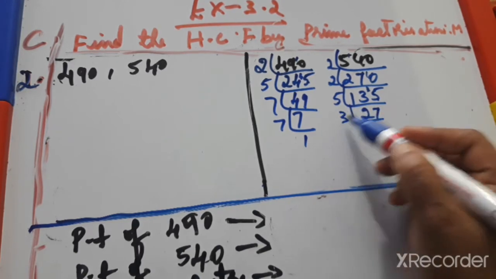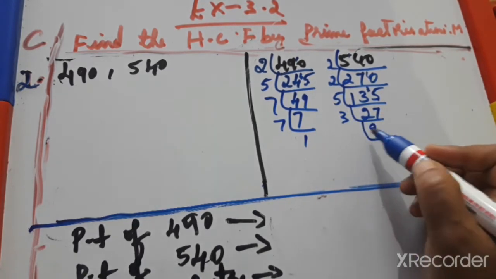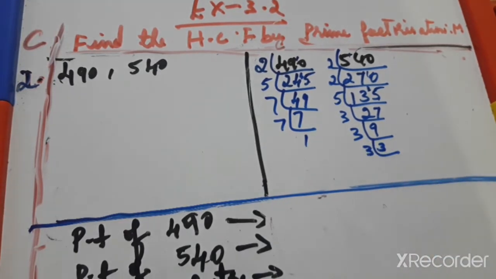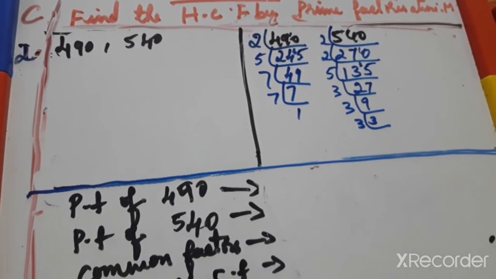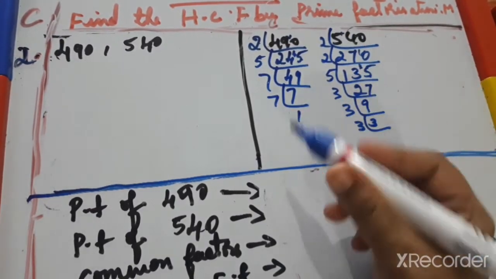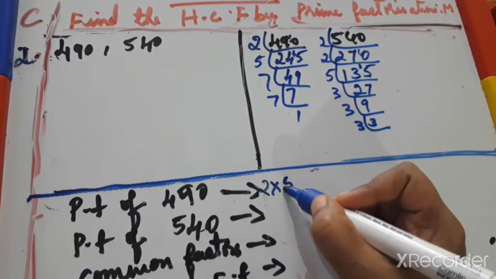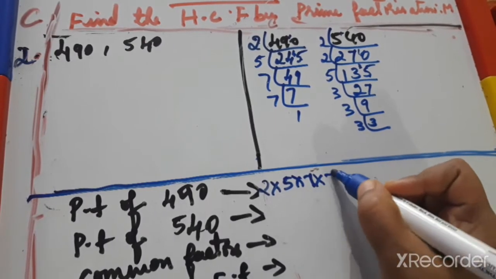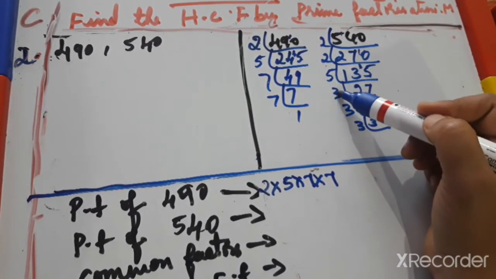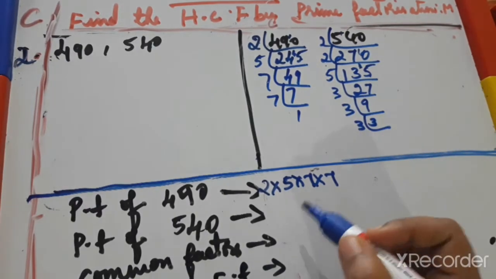27 means 3, 3 9s are 27. 9 will multiply with the 3 ones tables, 3 3s are 9. Now the prime factors of 490. What are the prime factors of 490? 2 into 5 into 7 into 7. The prime factors of 540 are 2 into 2 into 5 into 3 into 3 into 3.